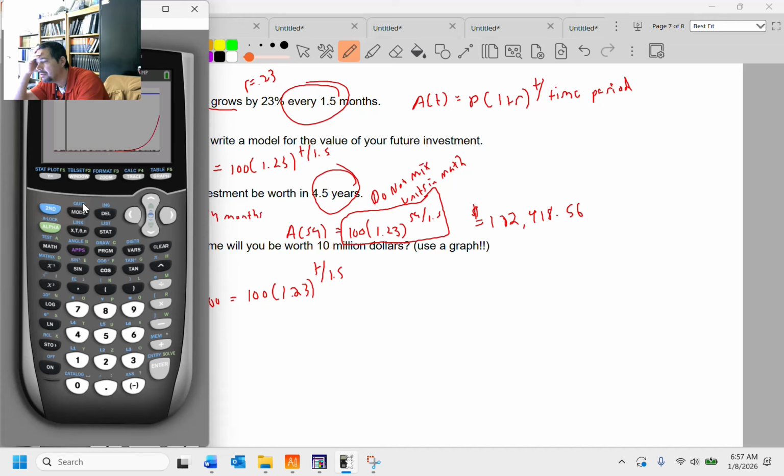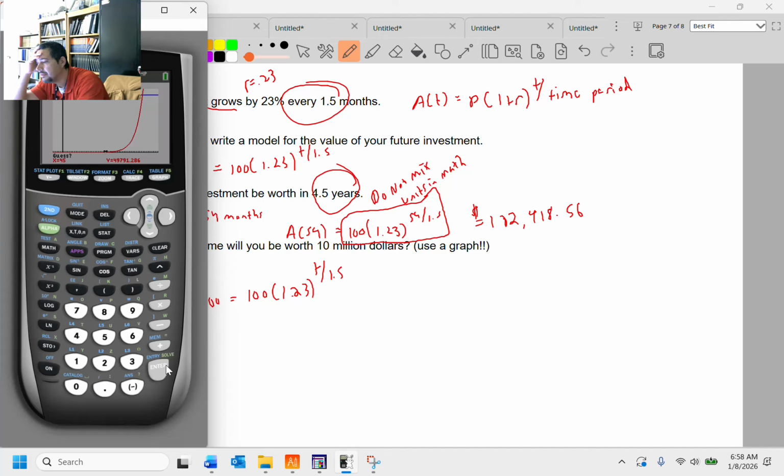Oh, it didn't happen in 80 months. Bummer. All right, so let's go out to 100 months. Probably should have started there in the first place. That's 100 months. There we go. Second trace, 5 for intersect. Enter, enter, enter. 83.42 months.